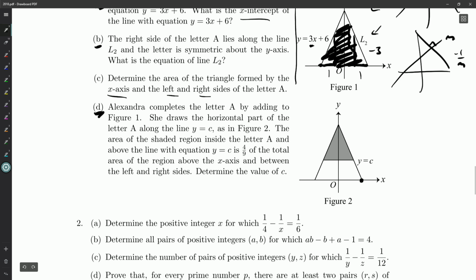And then D part, so the last little bit for B1. Alexandra completes the letter A by adding to figure 1. She draws the horizontal part of the letter A along the line y equals C, so some nice horizontal line. The area of the shaded region inside the letter A and above the line with equation y equals C is 4/9 of the total area of the region that we just calculated. We want to know what's the value of C.